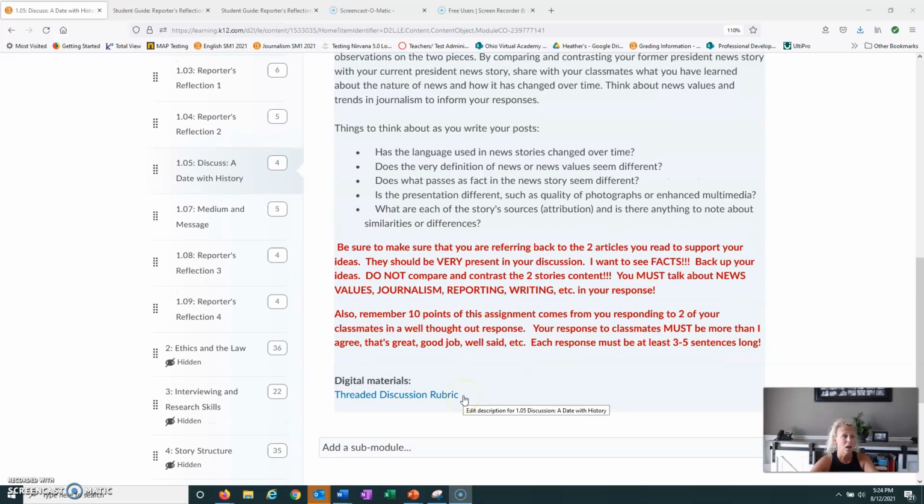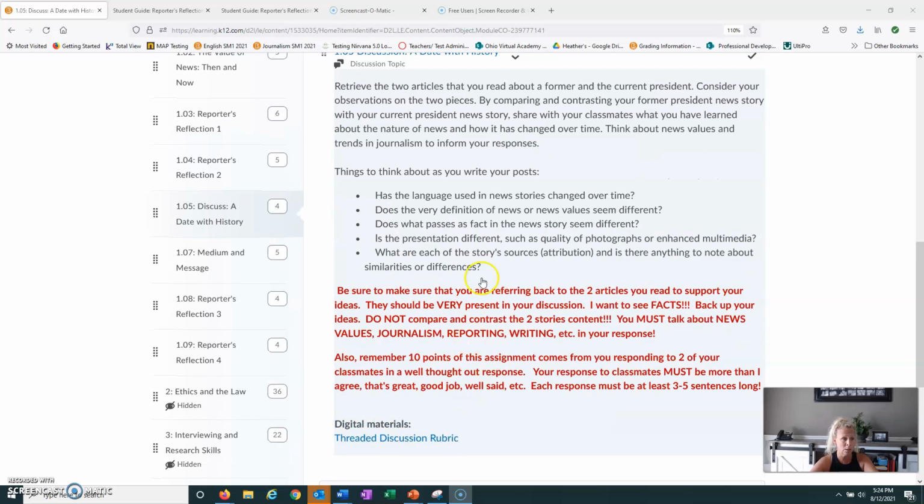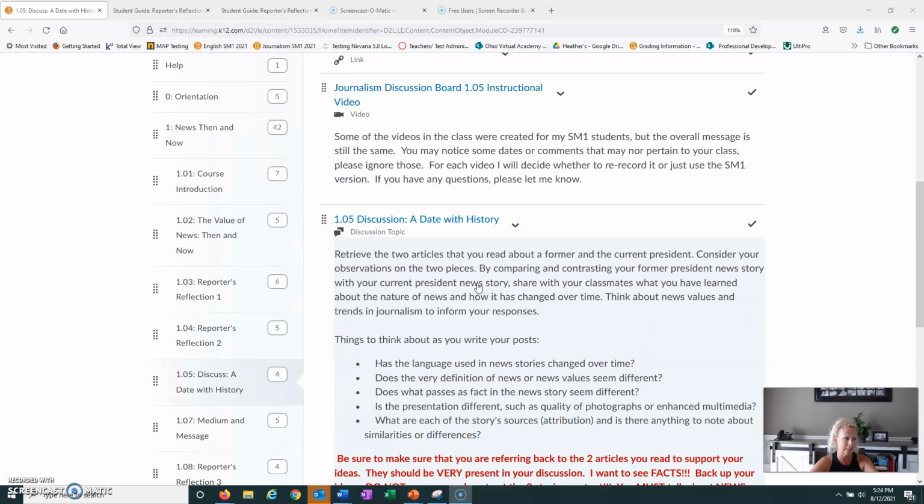So every discussion board will be set up this way. They're all 20 points. Your post is worth 10, and then your response to your classmates is worth 5 points apiece and 10 total points because you're responding to 2 people, okay? So hopefully that clarifies how to do this assignment.